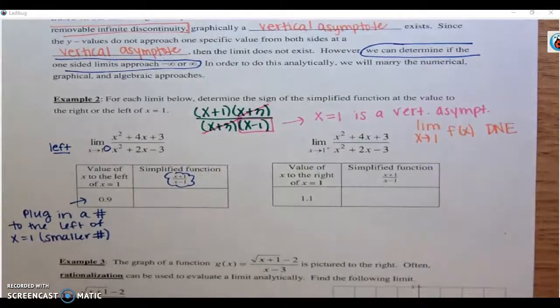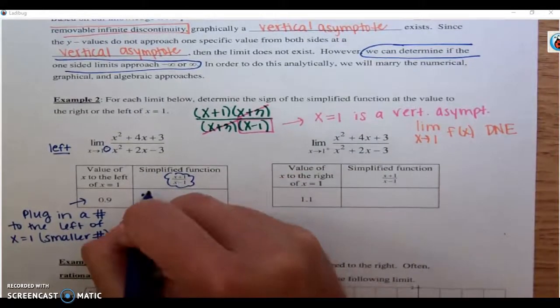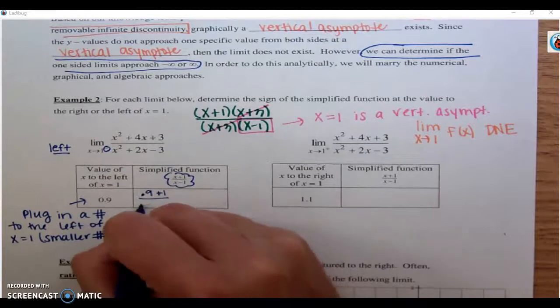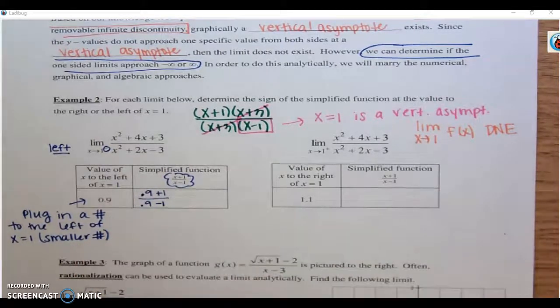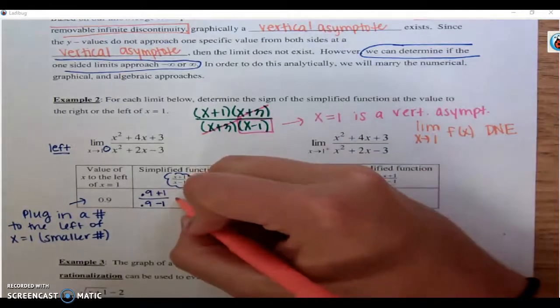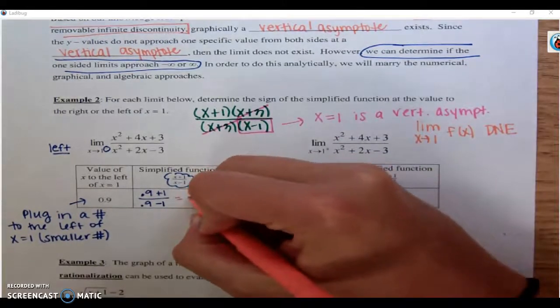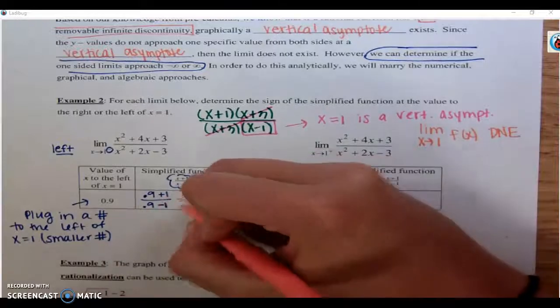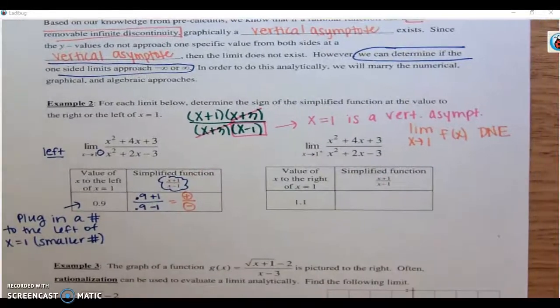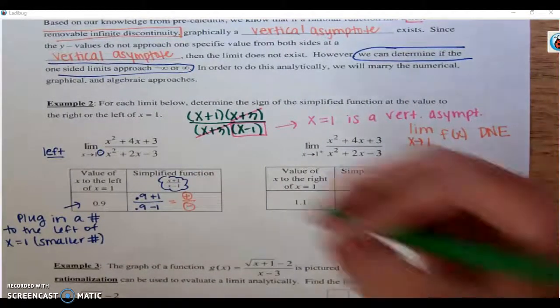If you get too far away, then there could be other stuff happening in the graph that's going to mess up your answer. So you're going to plug in that number that you picked. They picked 0.9, so we're going to plug 0.9 into the simplified fraction. So 0.9 plus 1 over 0.9 minus 1. Now we do not care what the actual numbers are. We just care if it's positive or negative, because remember, the answer has to be either positive infinity or negative infinity. So 0.9 plus 1 is going to give me a positive value, and 0.9 minus 1 is going to give me a negative value. Well, a positive over a negative is going to be negative.